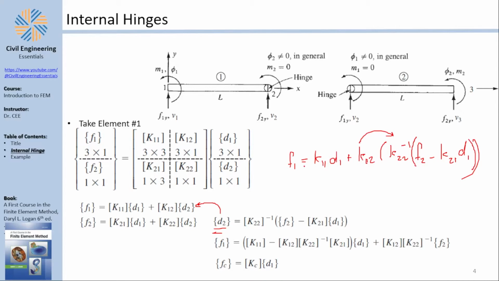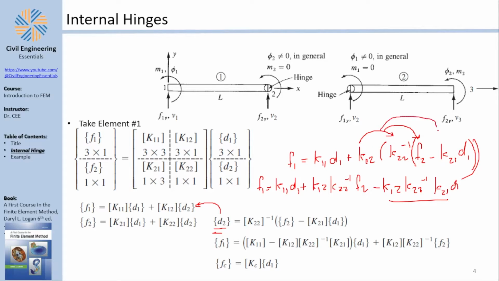This is going to be really spicy now. So F1 equals K11 D1 plus. And now I need to multiply K12, K22 inverse into the bracket. So this is going to be K12, K22 inverse F2. This is basically those two things multiplied by F2 minus K12, K22 inverse K21 D1. And this term is basically those two guys multiplied by this.